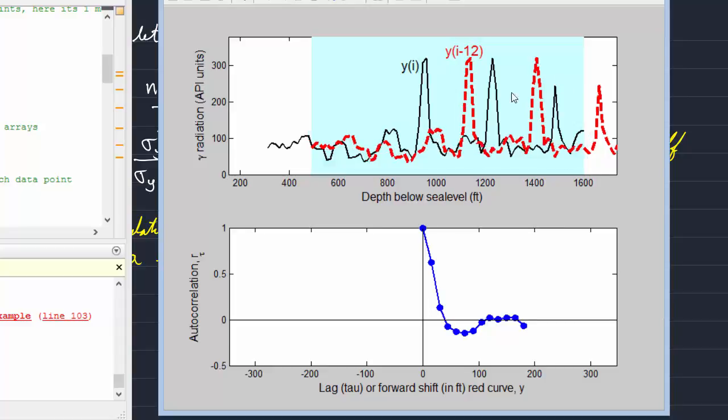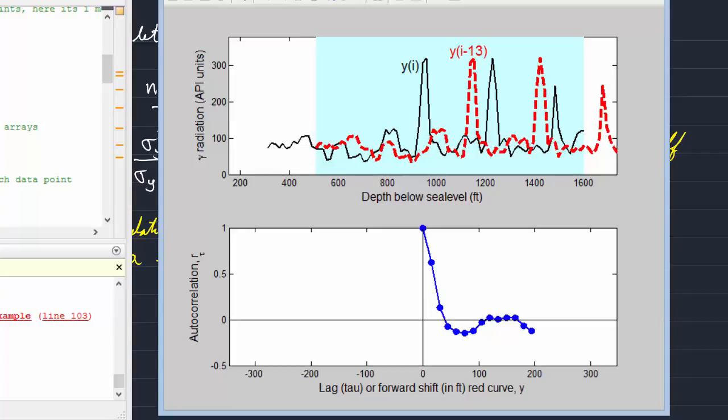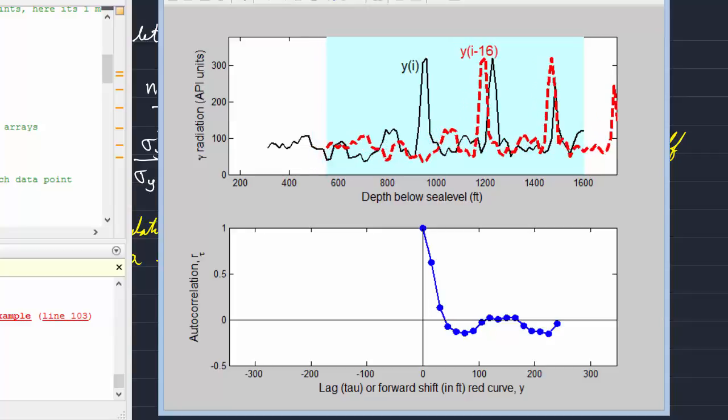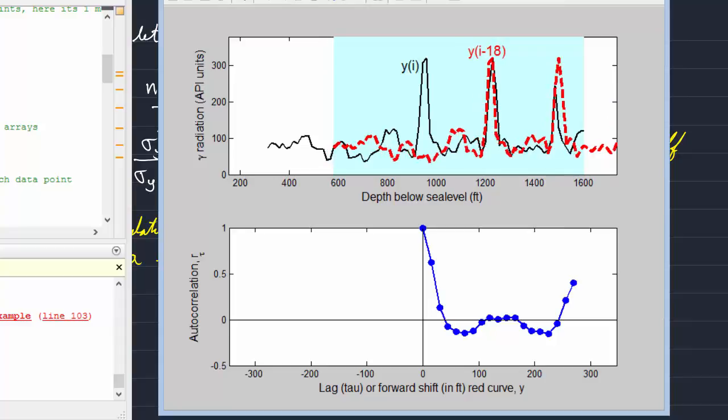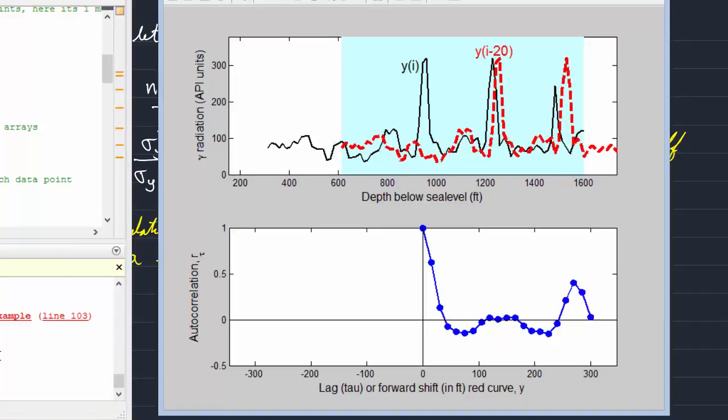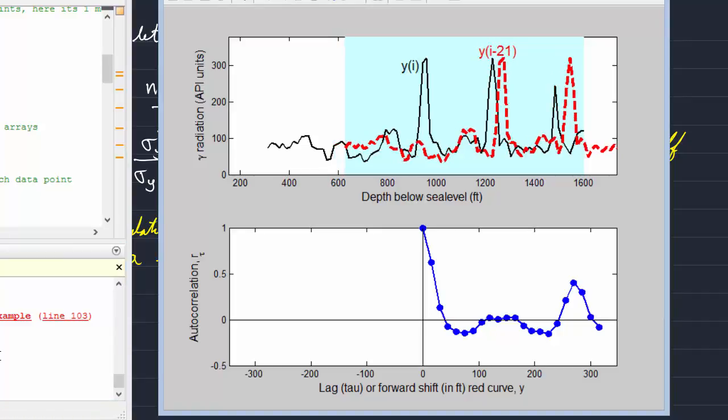And then as the lag increases, you'll see that these two peaks start to line up again, and you'll see an increase in the correlation coefficient, and that starts to occur right about here. So right about here is where we find another point of high correlation, simply because we've shifted the red curve over by an amount that matches up those peaks, and then it goes down again.